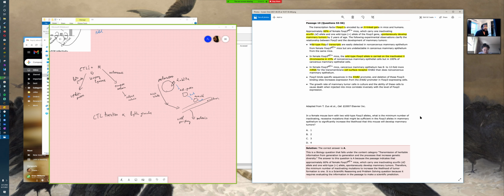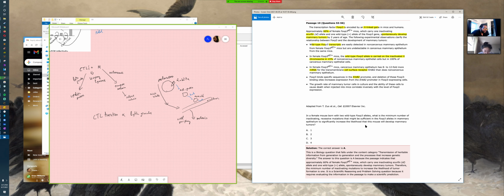Okay, FOXP3 X-linked gene. So what does that mean? X-linked means it's linked to the X chromosome, or it's on the X chromosome. I guess it doesn't say if it's recessive or not.